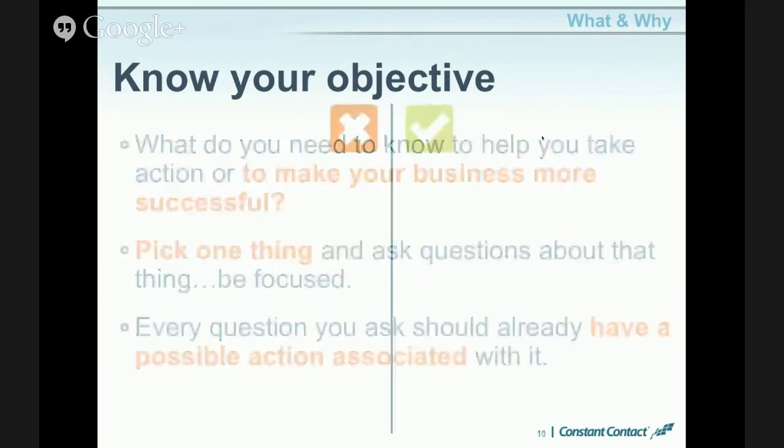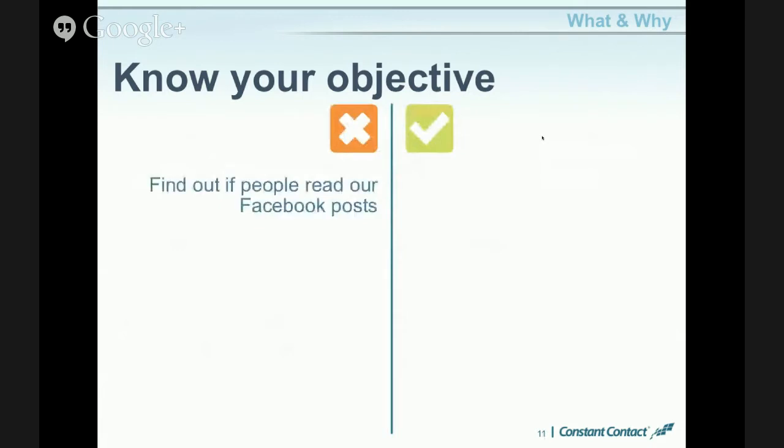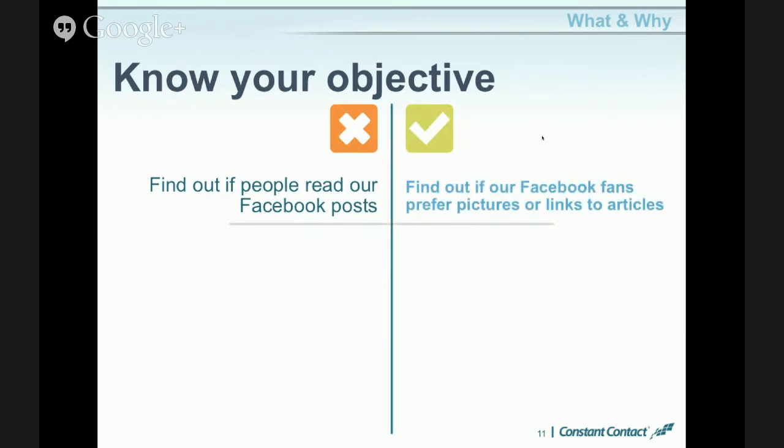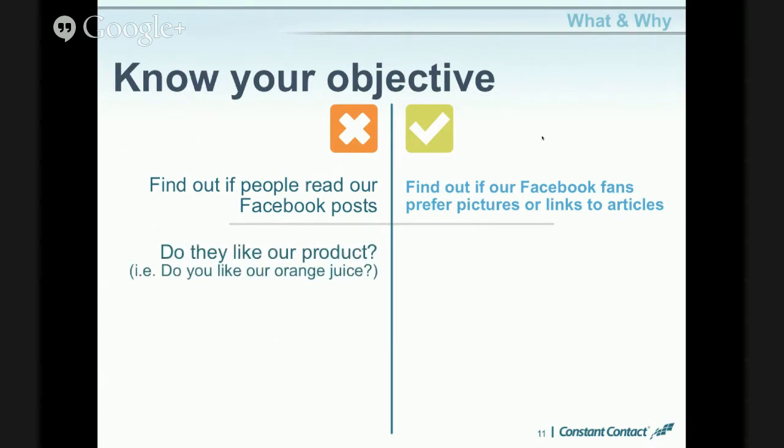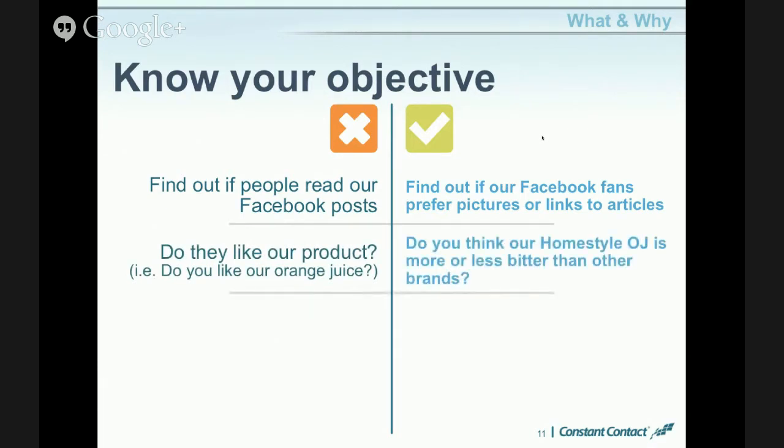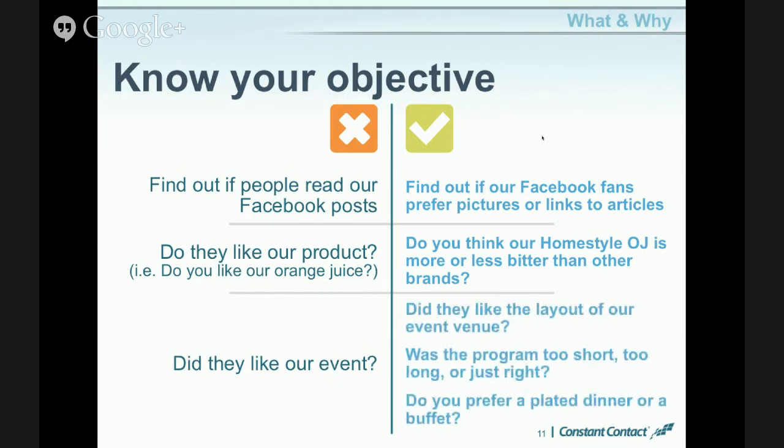So as far as knowing your objective, here's some do's and don'ts. First, to look for if people read your Facebook posts? Well, you already know that. How about find out if your Facebook fans prefer pictures or links to articles? If they like your product, big whoop. Do they think your homestyle OJ is more or less better than other brands? And did they like your event? Big whoop. Who knows, and what does that really mean? Instead, maybe did they like the layout of the venue? Or was the program too short, too long? Or would they have liked a buffet instead of that plated dinner you put together for them?